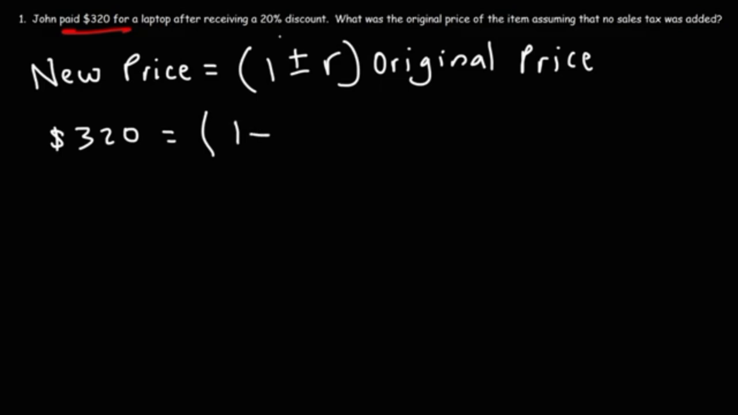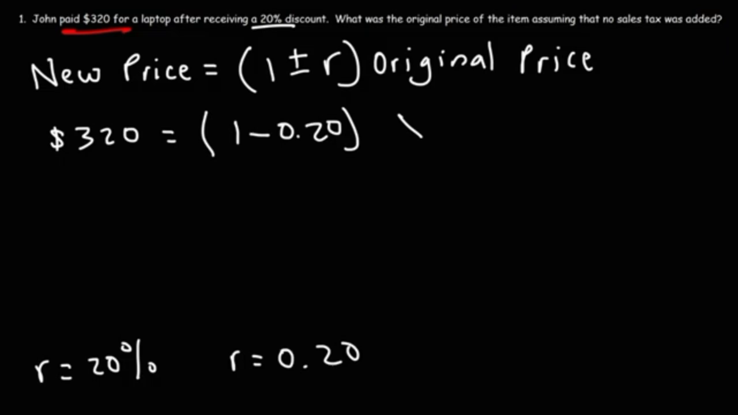Now what is R? R is 20. But you don't want to plug it in as a percentage. You want to plug it in as a decimal. So you need to know how to convert a percent into a decimal. Well, there's two things you can do. You could divide 20% by 100, and that will give you 0.20. Or you could simply move the decimal 2 units to the left, which will still give you 0.20. So that's our R value.